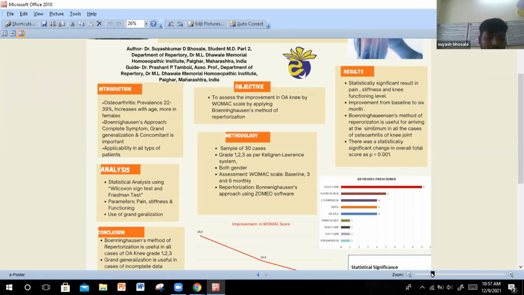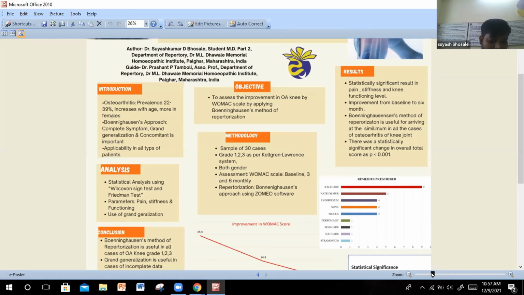The Boeing-Hassan method of representation can be applied to all cases of knee joints. Even where the symptom picture is incomplete, using the process of generalization, the Boeing-Hassan method of presentation can be used where qualified mental symptoms are not available, by making use of the complete symptoms. The Boeing-Hassan method can be used in treating all grades of OA, both genders and all age groups.